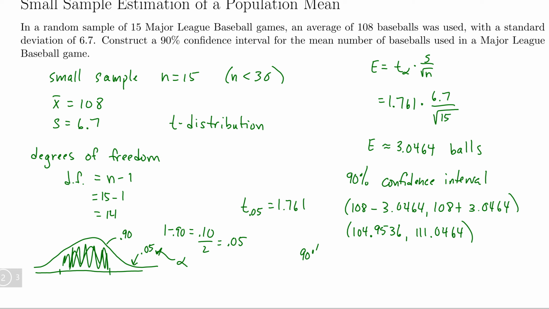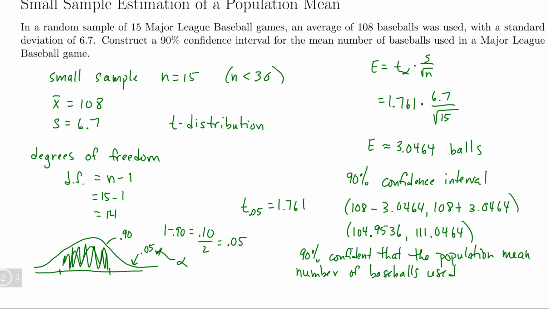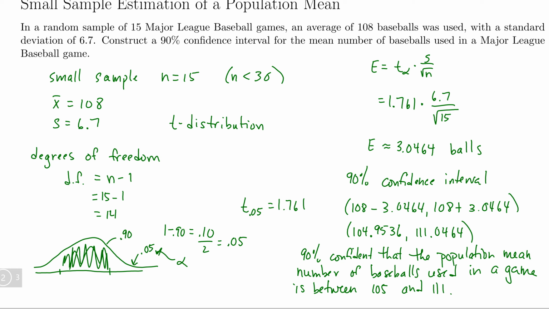Since this is an interval for the number of baseballs used in a game, what we can say here is that we are about 90% confident that the population average, or mean, number of baseballs used in a game is between 105 and 111. It's okay to round here since we know we're dealing with the number of baseballs.